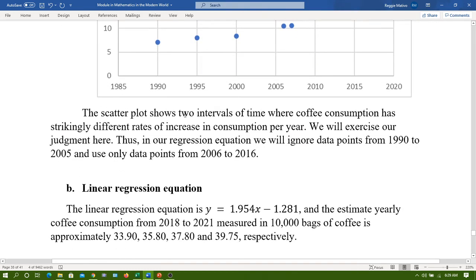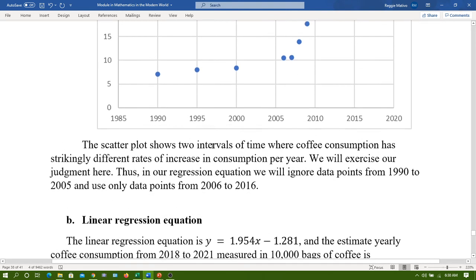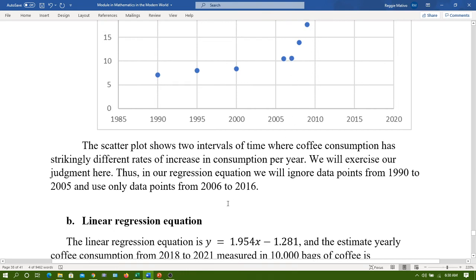The scatter plot shows two intervals of time where coffee consumption has strikingly different rates of increase per year. And from your judgment, from 1990 to 2005, okay, we will ignore this because the data points are so much different from the ones from 2006 up. So we will be using from 2006 to 2016 only in our next step.